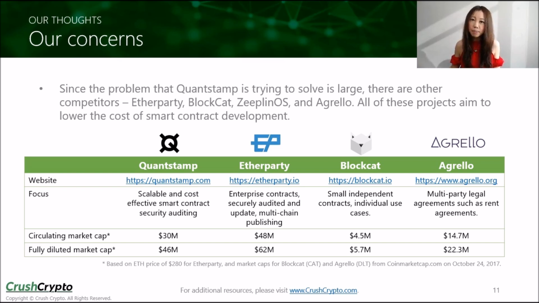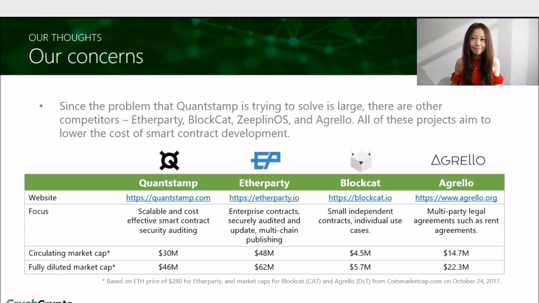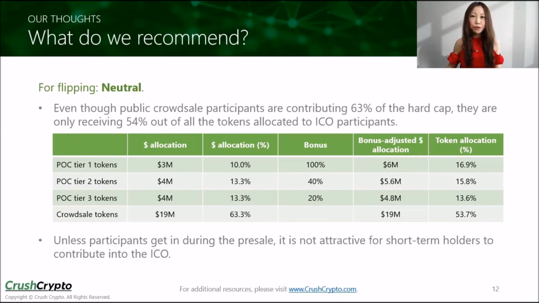In any case, the market may be large enough for several players to thrive, and Quantstamp may be able to cater to more sophisticated or unique smart contracts. Overall, we have a neutral view on flipping.